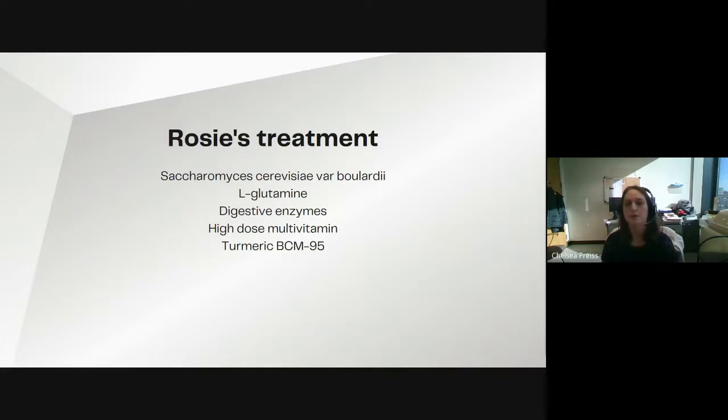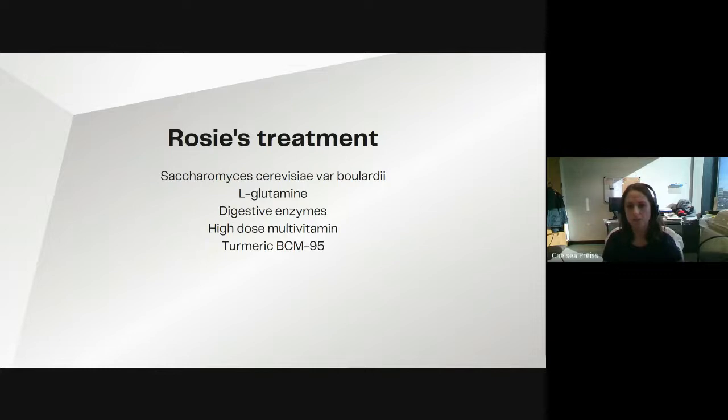And while we're doing an elimination diet, we also focus on healing her gut. So I added in during the elimination portion of it a supplement of Saccharomyces cerevisiae boulardii. This is just a probiotic that helps heal the mucosal lining and also brings normalization to the microvilli and helps upregulate those brush border enzymes. A supplement of L-glutamine. These help heal the enterocytes and reinstate the mucosal integrity.